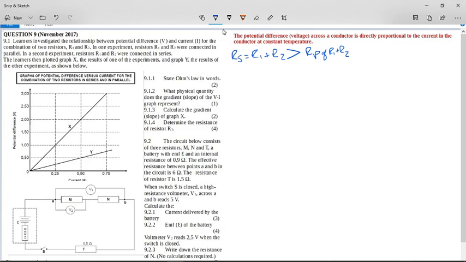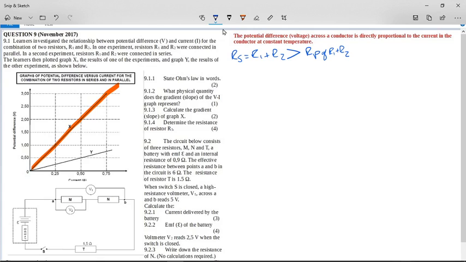So the learners then plotted graph X. Here we go, the result of one of the experiments. Can you see here is graph X, and graph Y, the results of the other experiment as shown below. So it says to you, state Ohm's law in words. That's easy enough. The potential difference across a conductor is directly proportional to the current in the conductor at a constant temperature. Remember, the at a constant temperature is always important.